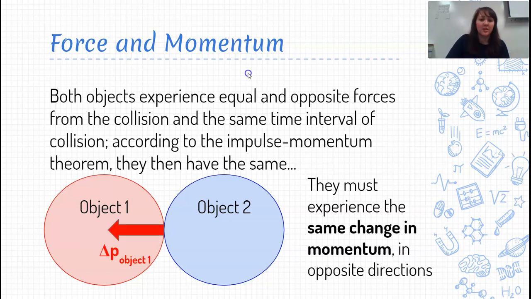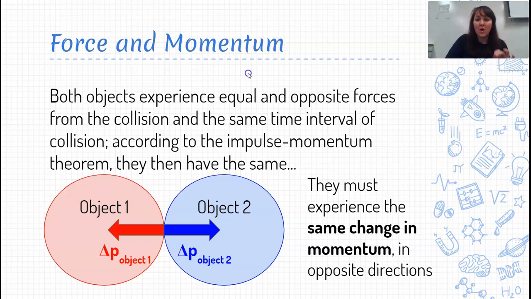So object number 1 experiences a change in momentum overall to the left because that's the direction of the force. So if that object had a momentum to the right, that momentum would decrease. If that object originally had a momentum to the left, then that momentum would be increasing. And then similarly, object 2 experiences the same change in momentum because it's the same force and the same time, just that change in momentum is directed to the right instead.